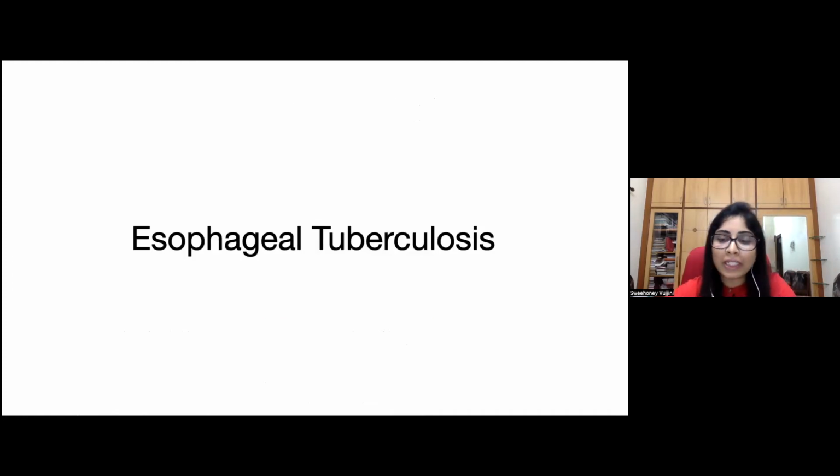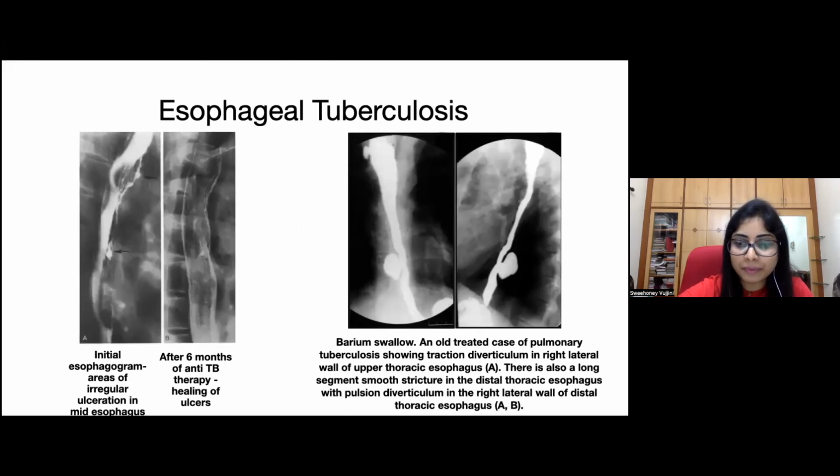As I've mentioned, ileocecal tuberculosis is the most commonly occurring form. Involvement anywhere else in the gut, from the esophagus to the anorectum, is a less common form. So I'm just going to go over the radiological features. In esophageal tuberculosis, the esophagogram shows multiple areas of irregular ulceration in the mid-esophagus. After 6 months of anti-tuberculous therapy, there was healing of the ulcers.